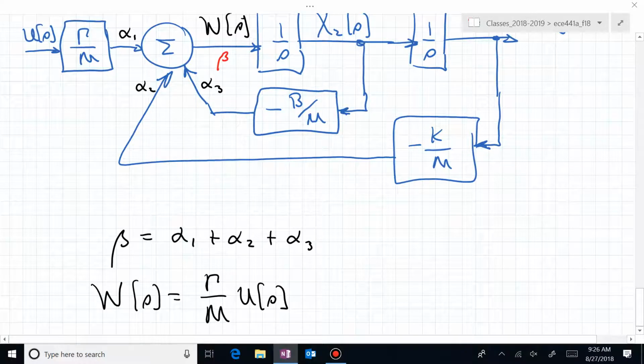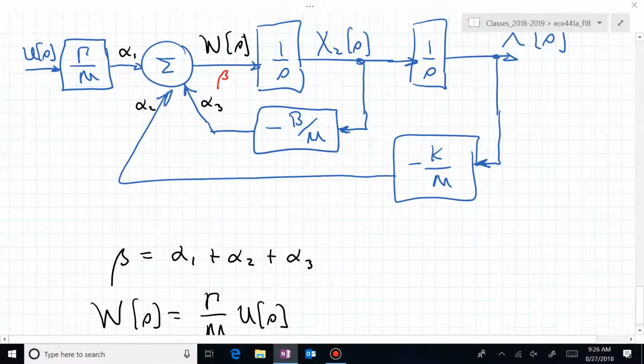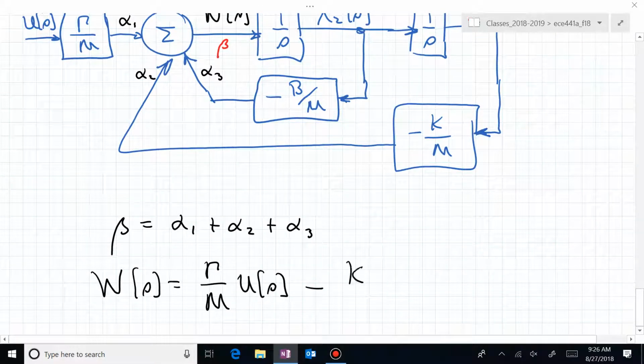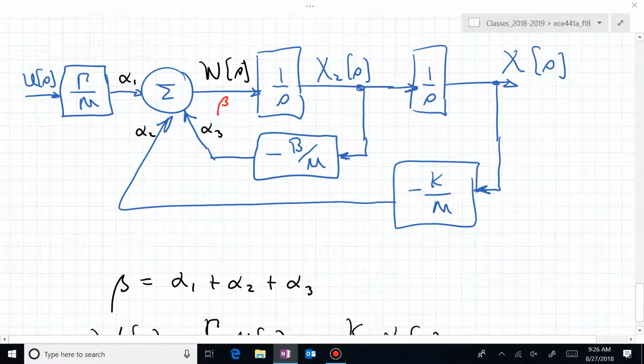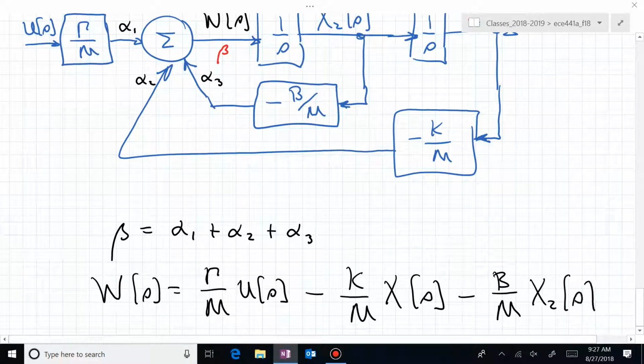What's alpha sub 2? Did everybody hear that? Minus k over m capital X of s. And alpha sub 3? Is everybody okay with that?